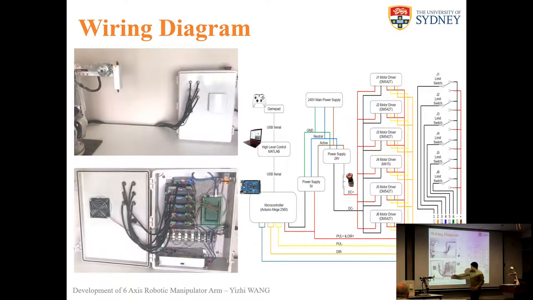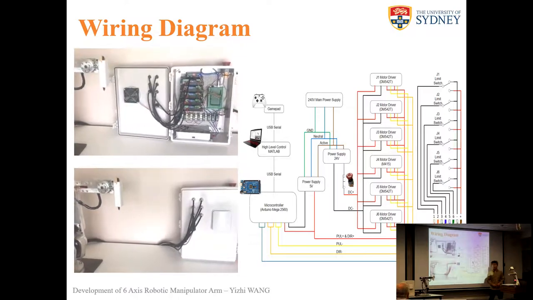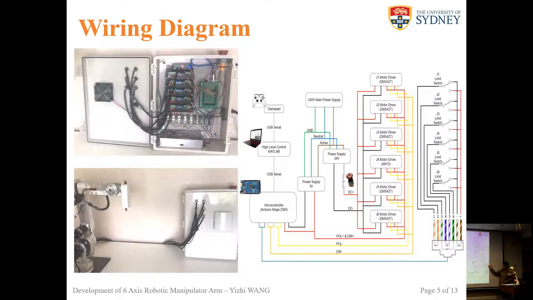The power supply and other electrical components are located in the insulated enclosure box, and the 240 volt mains power supply is transformed to 24 volts to power the stepper motor drivers, and also to 5 volts to power the Arduino board, and also the pulse and the direction pin within the motor drivers. The limit switches are connected to the Arduino board with the RJ45 connector.